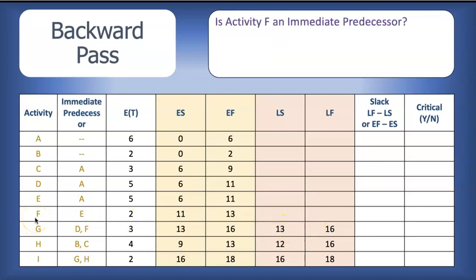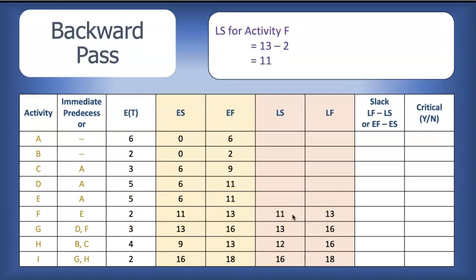On to activity F, and we're asking the same question. Is activity F an immediate predecessor? So we're looking in the immediate predecessor column, and here we have it, activity F. So activity F is an immediate predecessor for activity G. So activity F has to pass the baton to activity G. Activity G must start by the latest week 13. So as such, activity F must end by the latest week 13 to be able to pass the baton. For the latest start time, we simply subtract the expected time of 2 weeks. 13 minus 2 gives us 11.